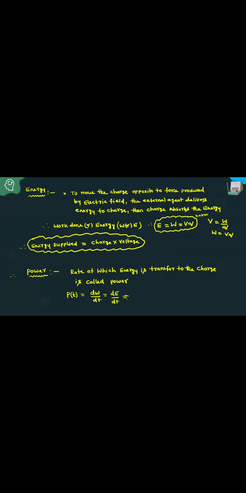Either E notation you have to use or W notation. dW by dt. Then shall I write like this? The power equals dW by dt, the rate at which energy is transferred. Divide and multiply with dq, students. Then from this, what can you write, friends? P of t equals dW by dt into dq by dq. Divide and multiply. These two terms I am writing dW by dq, and these two terms I am writing dq by dt.